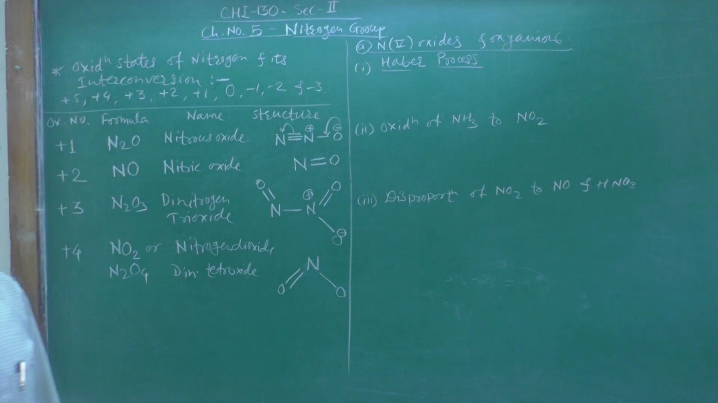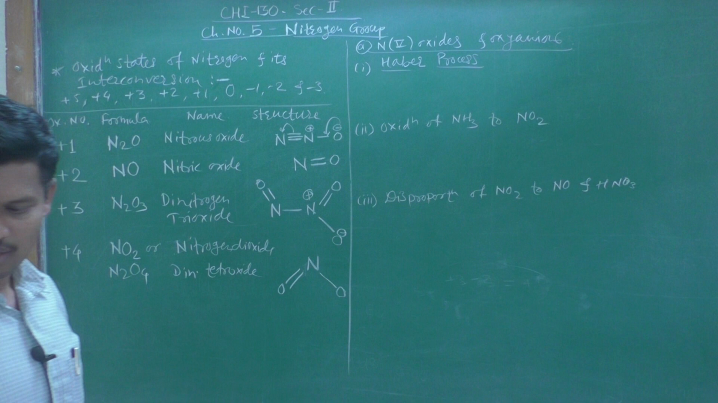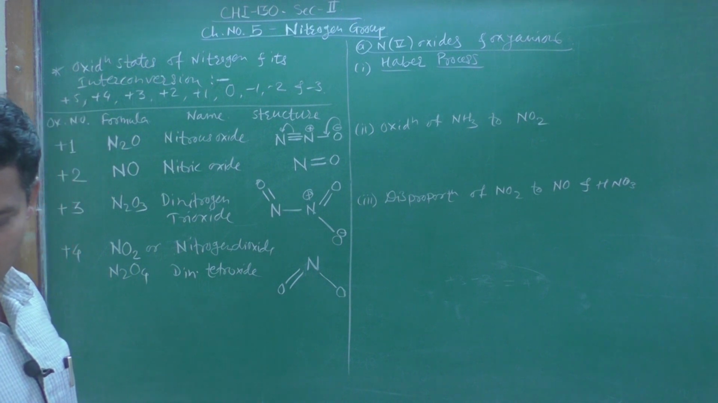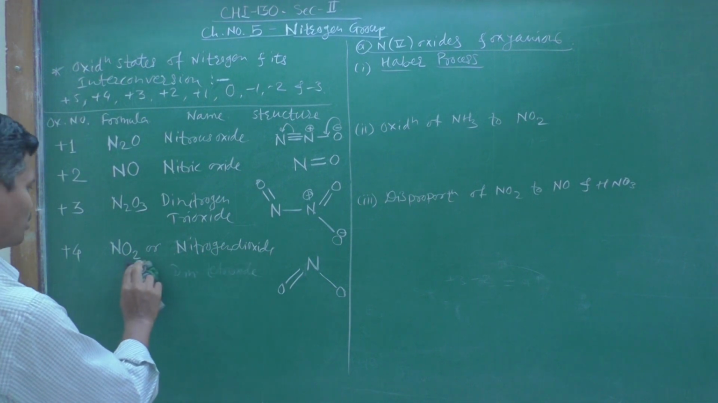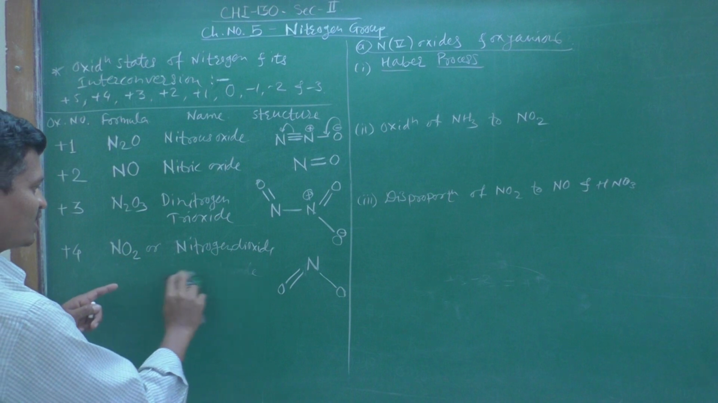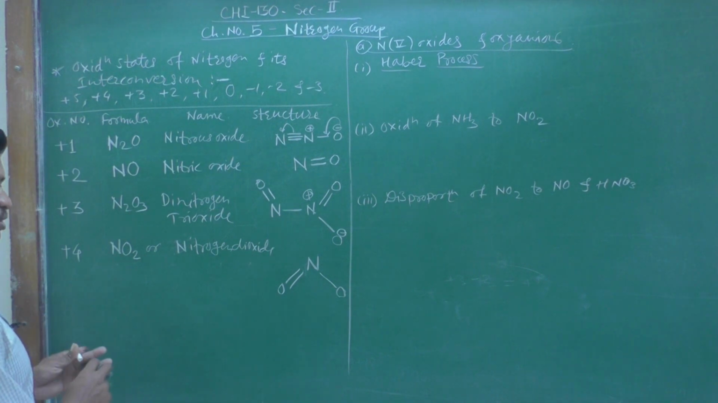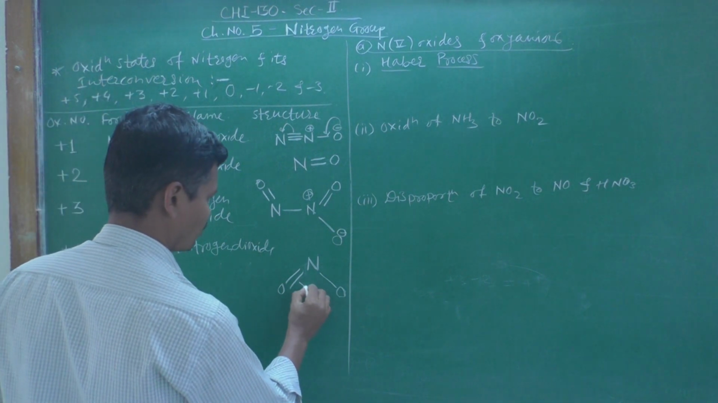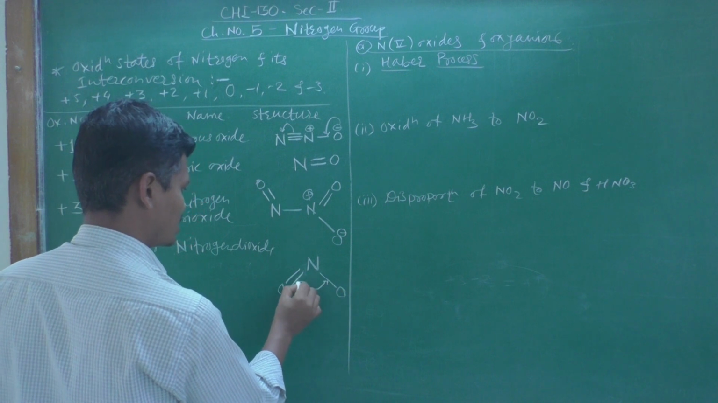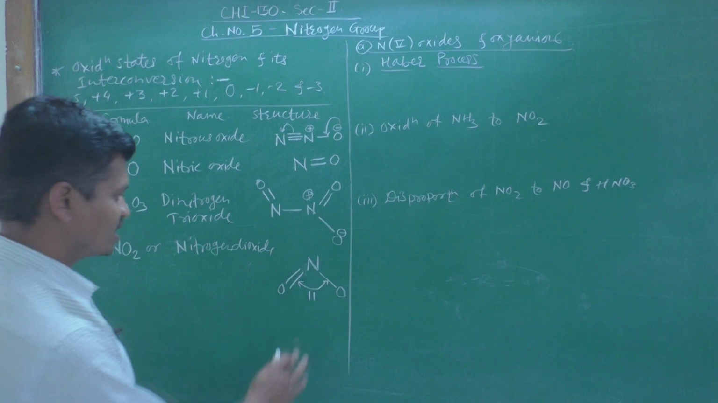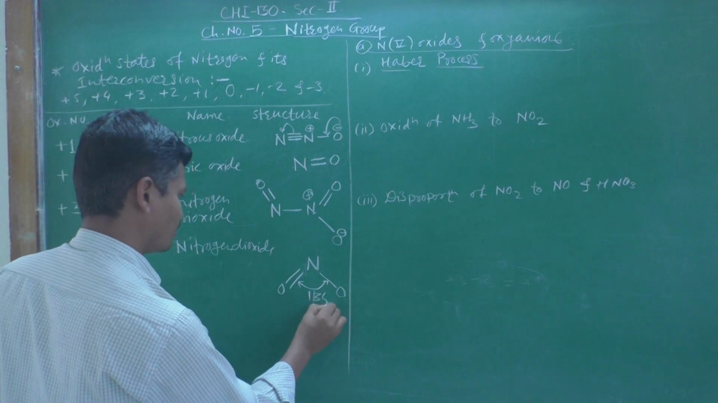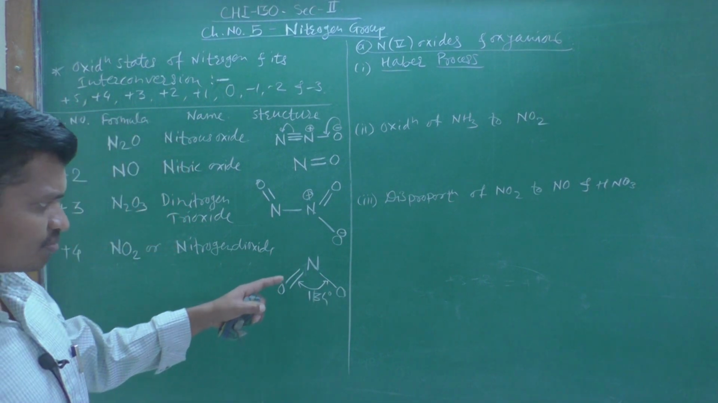Okay. So, this is the bent structure and the bond angle is 134 degrees. This is another compound that exists: the dimer of NO2, dinitrogen tetroxide, which forms a different type of compound.